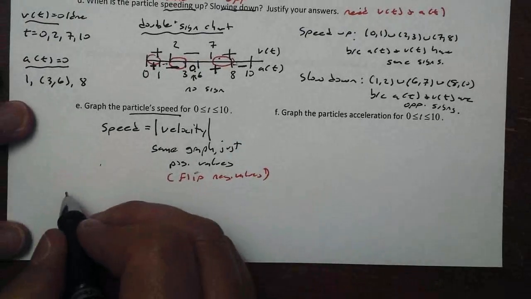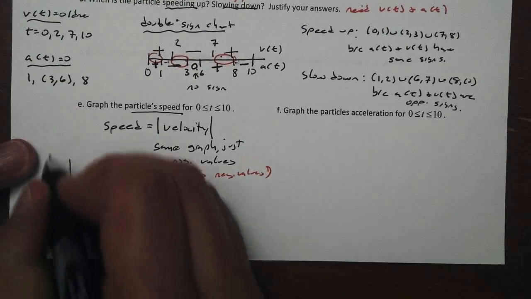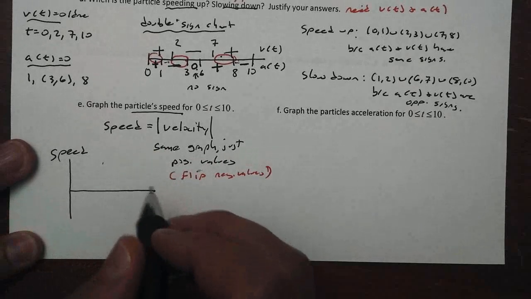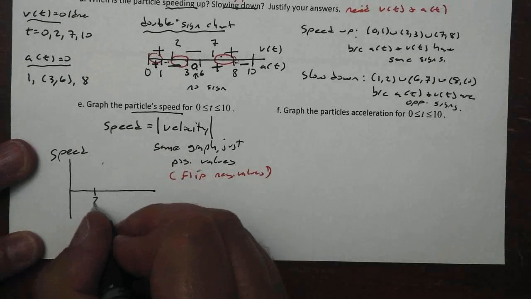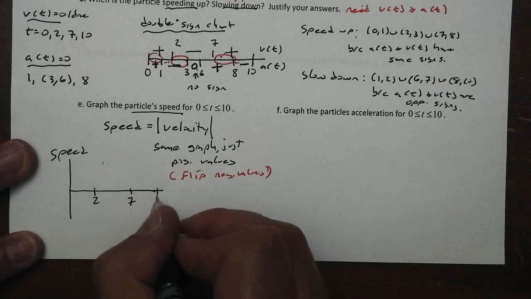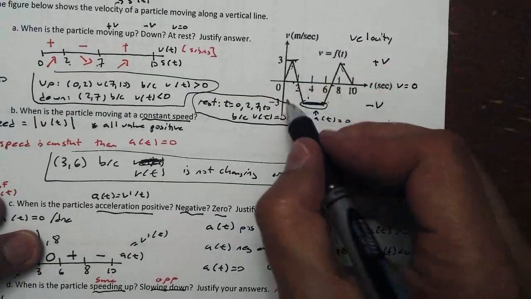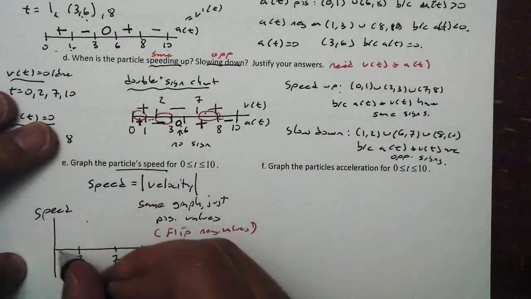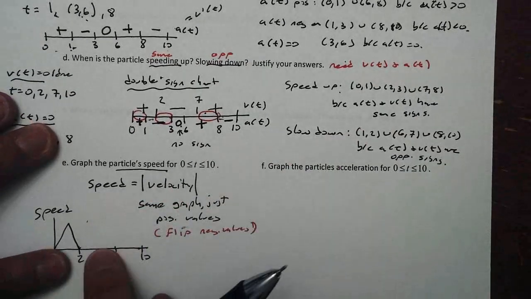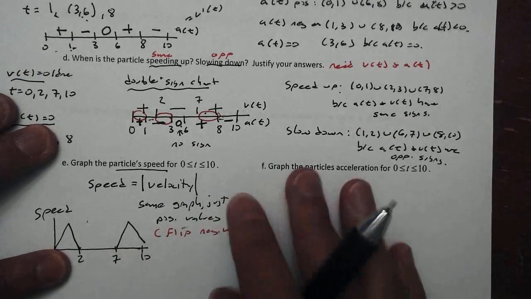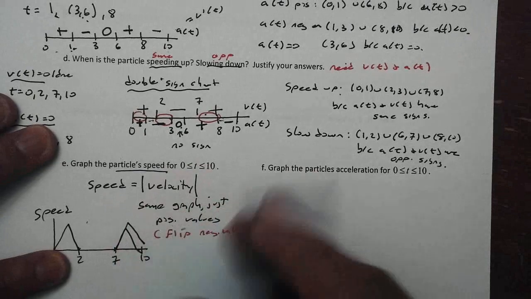So if I wanted to graph this, here's speed, not drawn to scale, between 2, 7, and 10. Those are my critical numbers, 0, 2, 7, and 10. Between 0 and 2, I'm going to have the same graph. It goes up, goes down. Now, between 7 and 10, it's going to look exactly the same. Whoops, missed it. There we go.